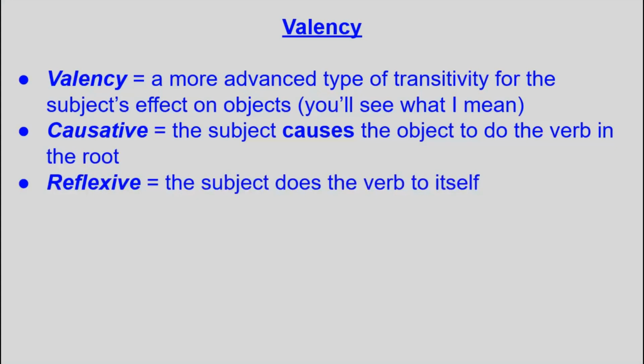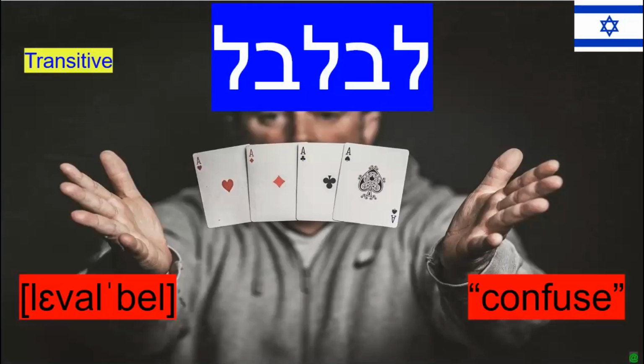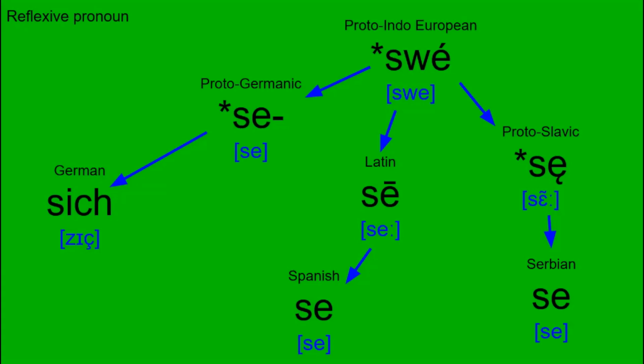Another important valency is reflexive, which is when the subject does the verb to itself. Hebrew also has verb classes dedicated to this, so levalbel means confuse, while litbalbel means get confused. Also, a lot of Indo-European languages use a cognate pronoun for this purpose, normally looking something like se.